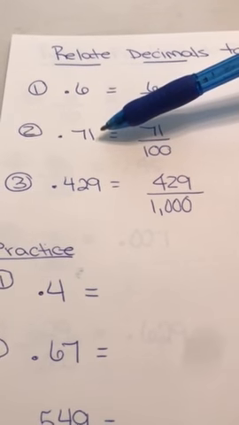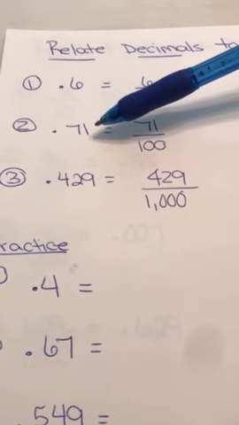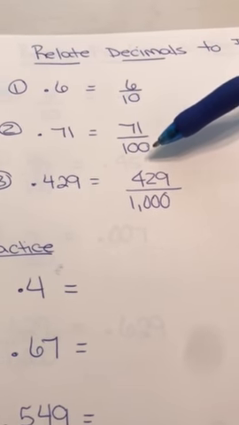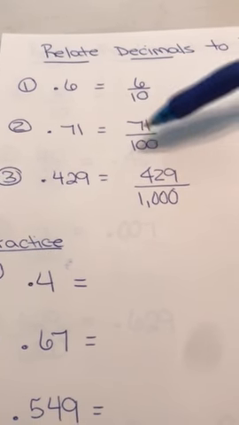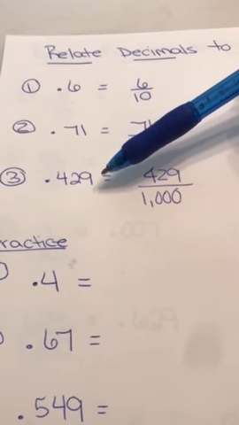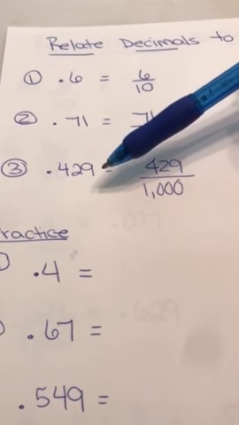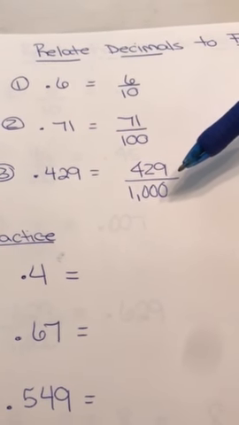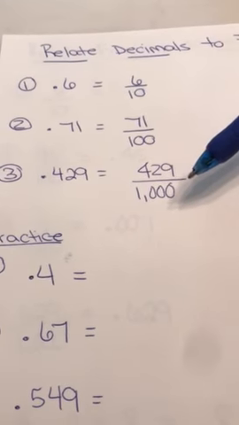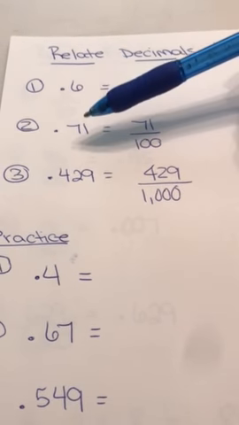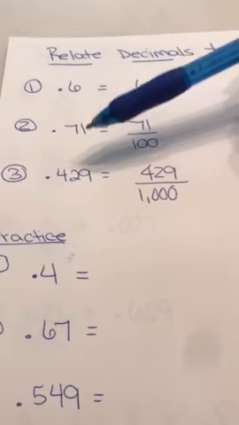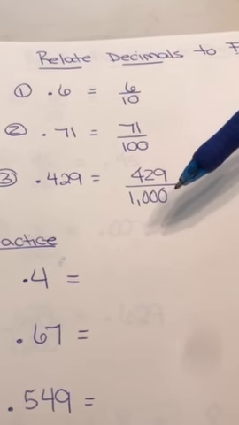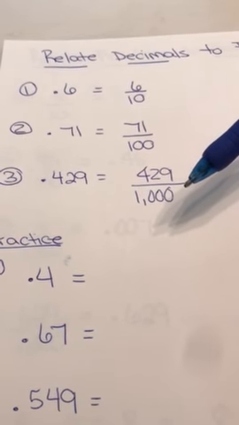If I were to say this decimal, 71/100, how would I write that as a fraction? 71/100. If I were to say this decimal, 429 thousandths, how would I write that as a fraction? 429 thousandths. So again, if you can correctly say the decimal and use the correct place value, you can match it with its decimal, or excuse me, with its fraction, okay?